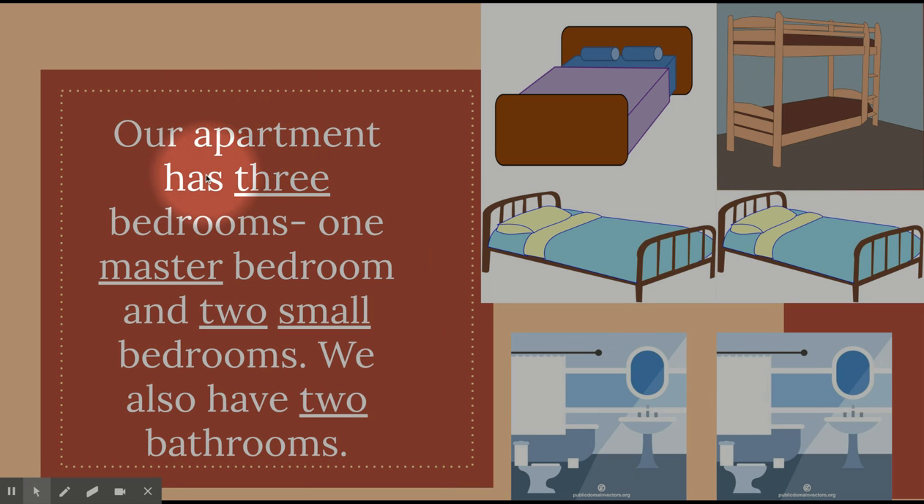Our apartment has 3 bedrooms, 1 master bedroom and 2 small bedrooms. We also have 2 bathrooms. So there's a master bedroom, remember that's the big bedroom, and then 2 small bedrooms. 1 small bedroom has a bunk bed, and the other small bedroom has 2 twin-sized beds. And then of course we have 2 bathrooms. 1 bathroom is downstairs, and the other bathroom is upstairs.